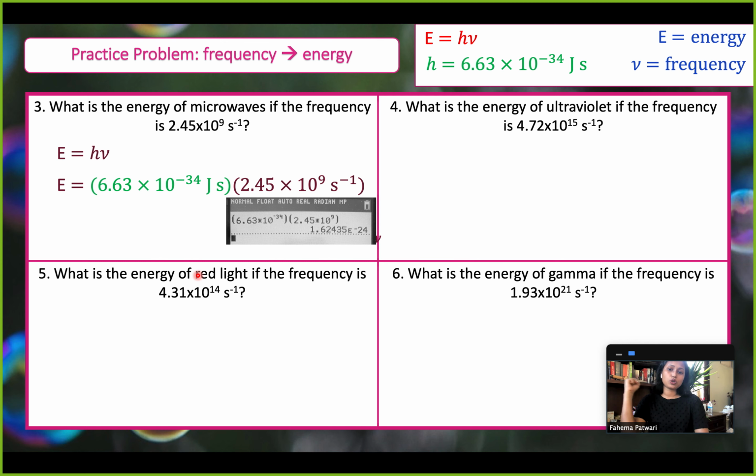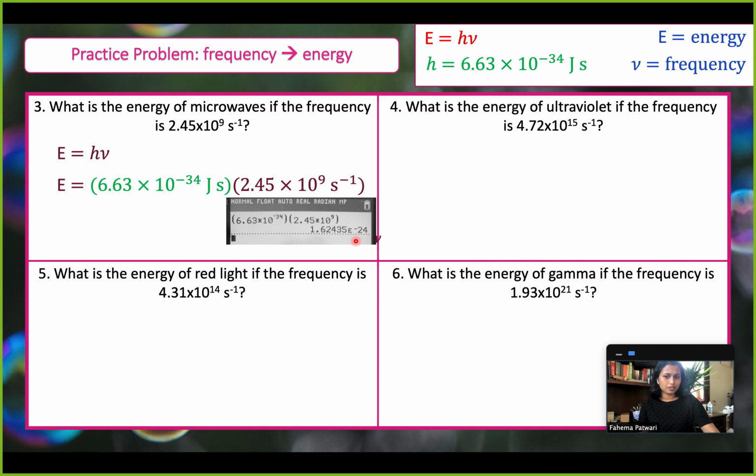Make sure whenever you have a large number with exponents, protect it with parentheses, because based on your calculator, if you don't have the parentheses, you may get weird errors. You might have a good understanding of the problem, you might understand exactly what to do, and then you get the wrong answer on your calculator, and that would just be unfortunate. So make sure you get practice doing this. And once you plug it in, you'll see that your answer is 1.62435 e negative 24.